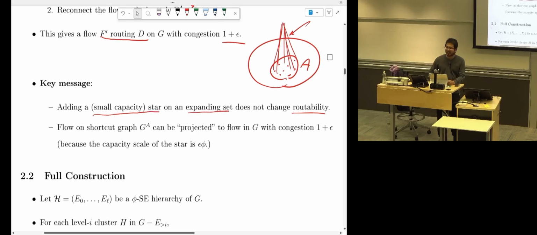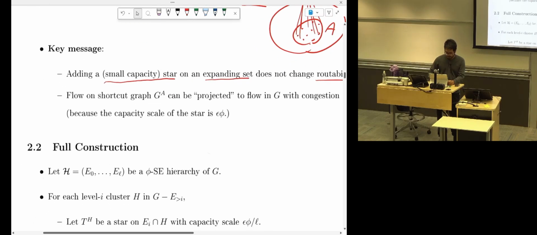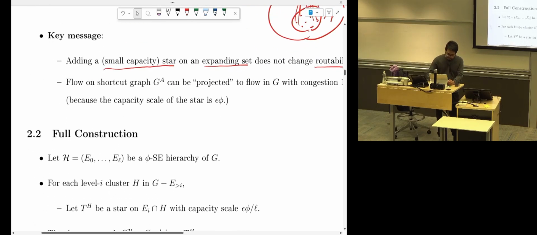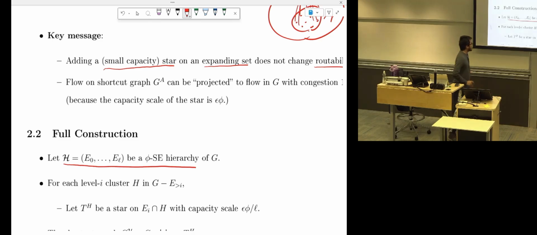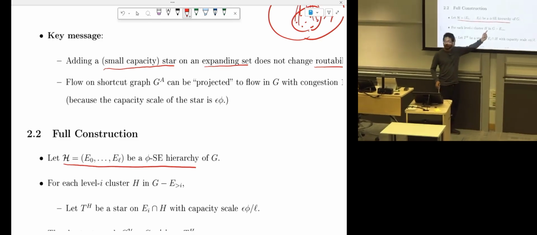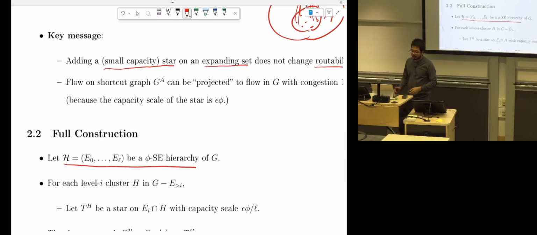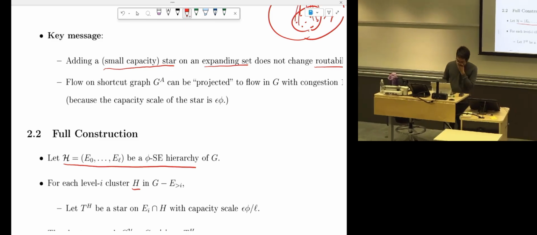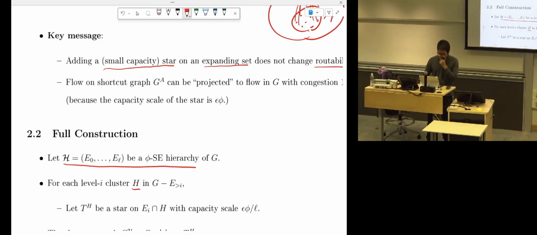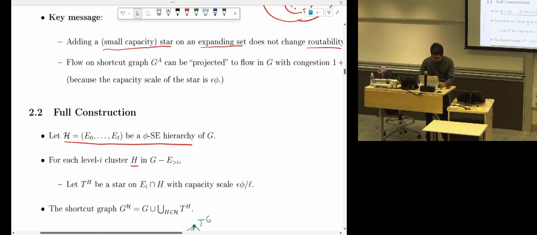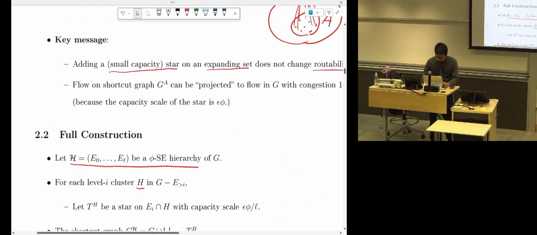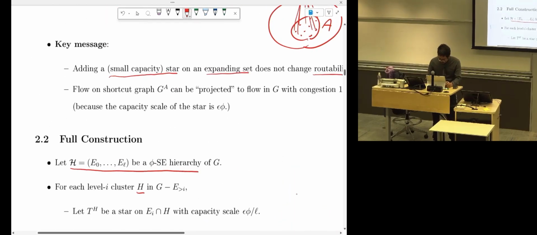Now the full construction is like this. Suppose that we have this hierarchy. There are going to be a bunch of clusters. Let's look at one cluster at level i. Maybe I have a picture. I'll add this picture first. Let's say this is H.